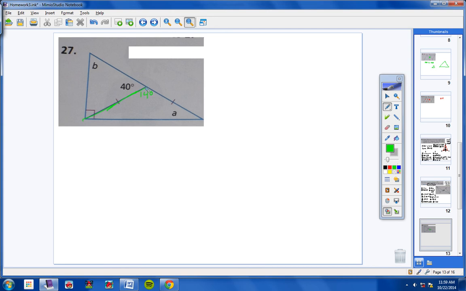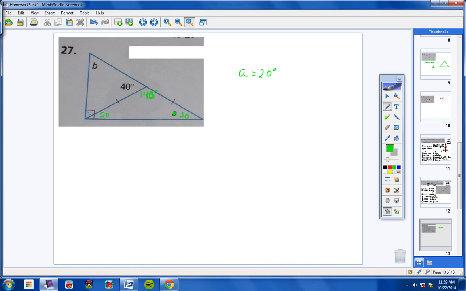Now, notice this triangle here has two congruent sides, here and here, which means their opposite angles are congruent. Do you see that? So if this is 140, subtract that from 180, you're left with 40. So these two angles here have to add up to 40. So this angle here would be 20, and this angle here would be 20. So A equals 20 degrees.